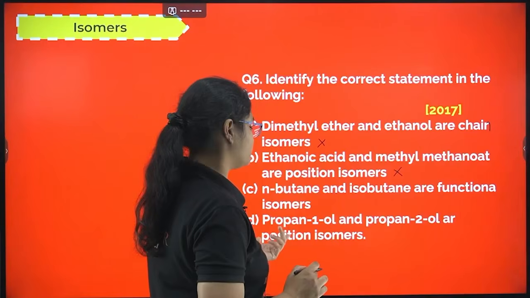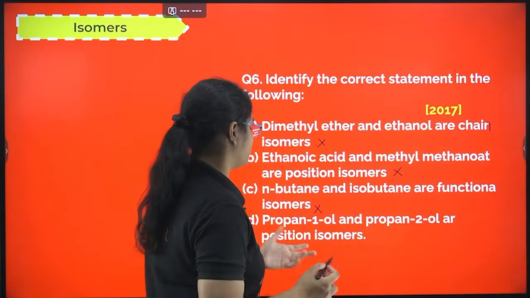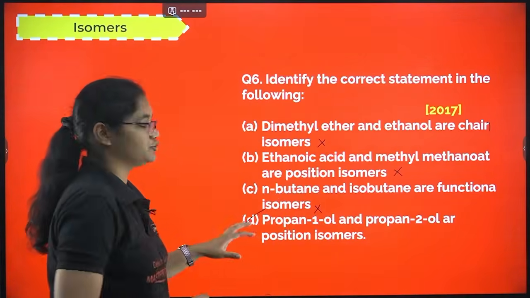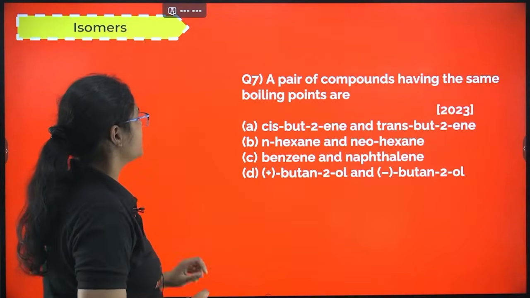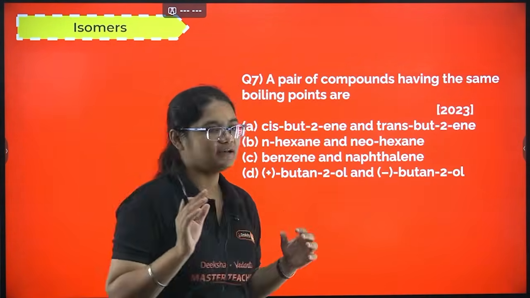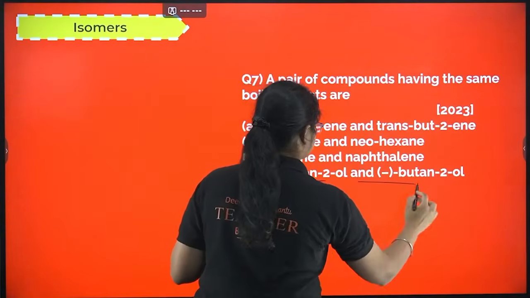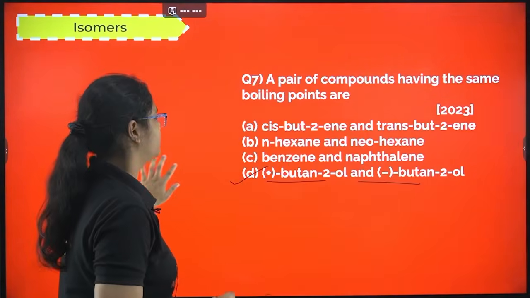N-butane and isobutane are functional isomers. No, they are chain isomers. Propan-1-ol and propan-2-ol are position isomers. Yes, option number D is the correct answer. Next, a pair of compounds having the same boiling point are. We know that enantiomers have the same physical properties. So it is plus-minus butan-2-ol, which is option number D.